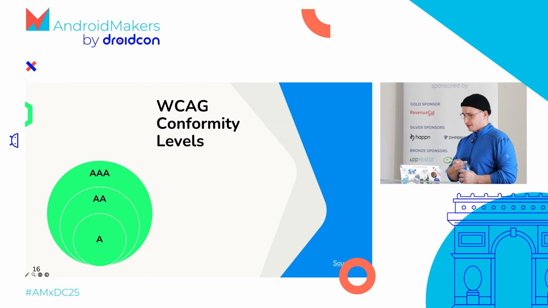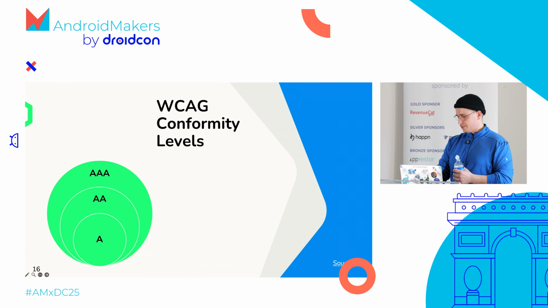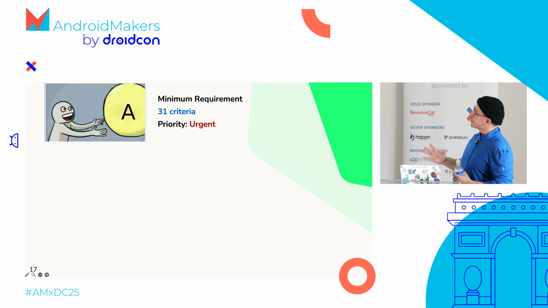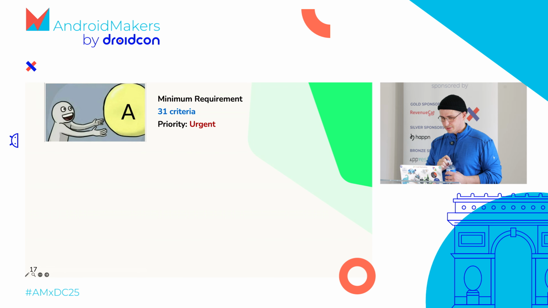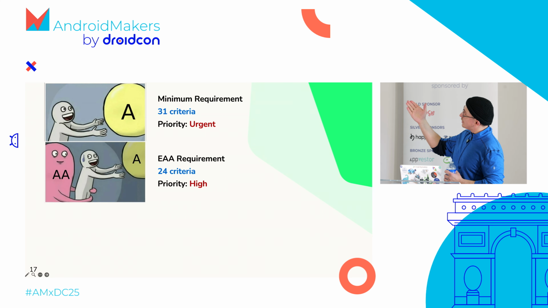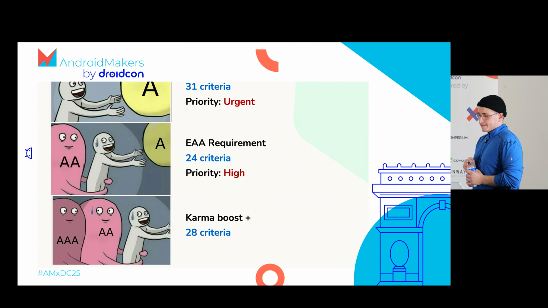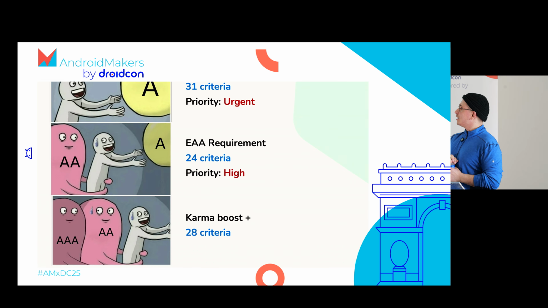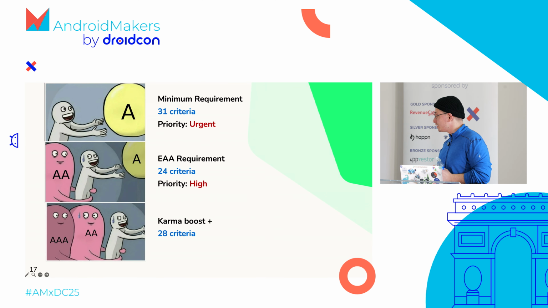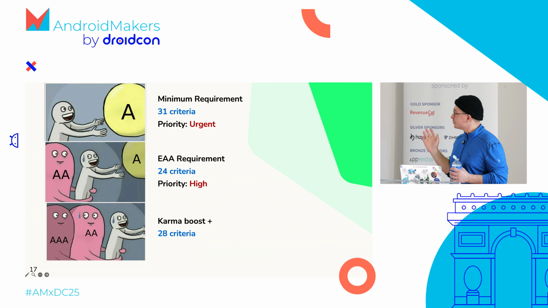Now, the WCAG itself has 3 accessibility levels: A, AA, and AAA, and each one contains the rules from the level below plus its own rules. A is the minimum requirement and you have to do it, so it's a really urgent priority. Then we have AA, which is the one the EAA requires, so AA and A. But if you need a karma boost, you have AAA. Those who need to follow AAA are, for example, government organizations and government websites, and if you develop software specifically targeting people with disabilities. But if you do that, you probably already know.